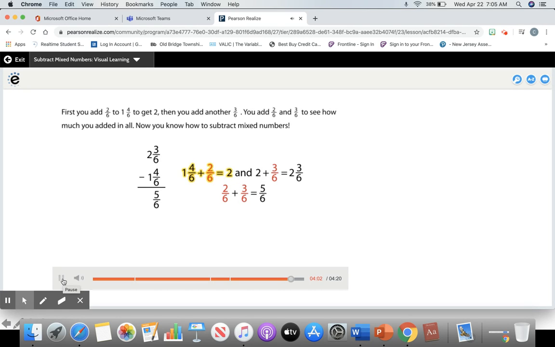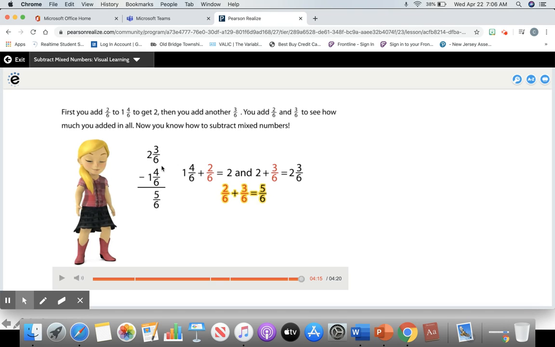First, you add 2/6 to 1 and 4/6 to get 2. Then you add another 3/6. You add 2/6 and 3/6 to see how much you added in all. So really what they did was they have this 1 and 4/6, and they said, how do I get to another whole? So they added the extra parts, and that's what that 2/6 is. So 1 and 4/6 plus the 2/6 got me to the number 2 for the whole. And now I have 2 wholes up here.